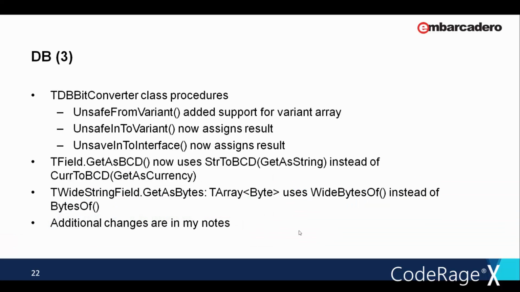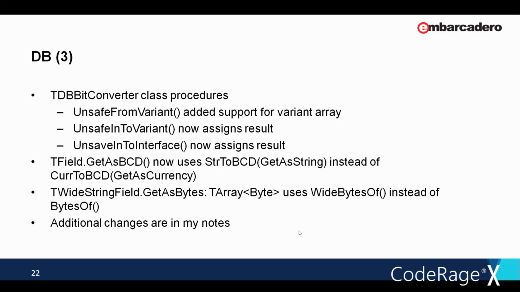The TDB bit converter class procedures, unsafe from variant, has added support for variant arrays, and bug fixes for unsafe into variant and unsafe into interface now assign results. I apologize for all my typos. There was a lot of stuff to type in.